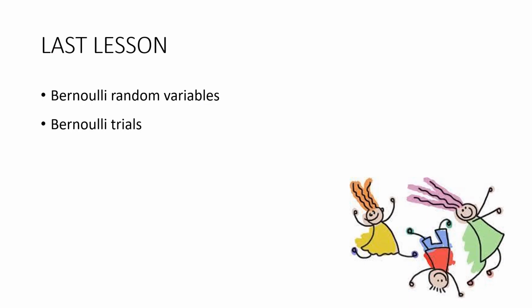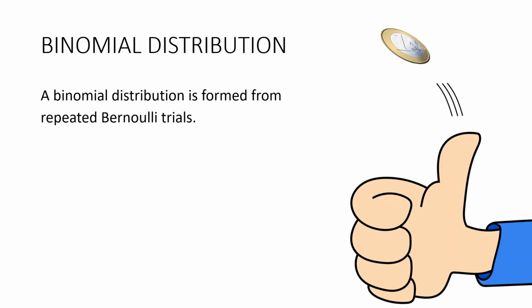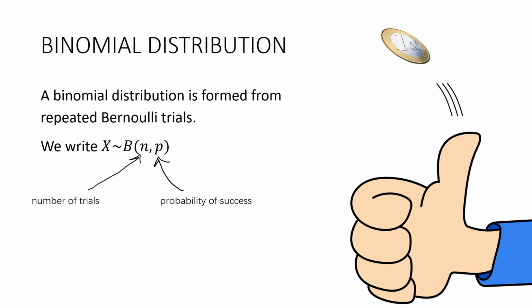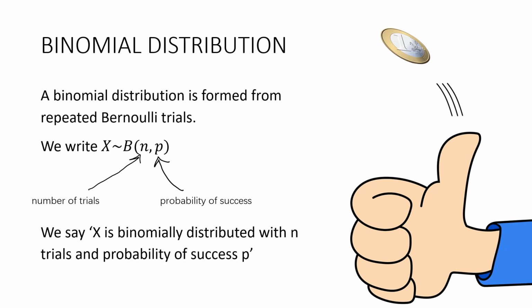In the last lesson, we learnt about Bernoulli random variables and Bernoulli trials. So, a binomial distribution is formed from repeated Bernoulli trials. And remember, a Bernoulli trial has two outcomes, success and failure. And this is what we write. X is distributed as binomial with n trials and p is the probability of success.